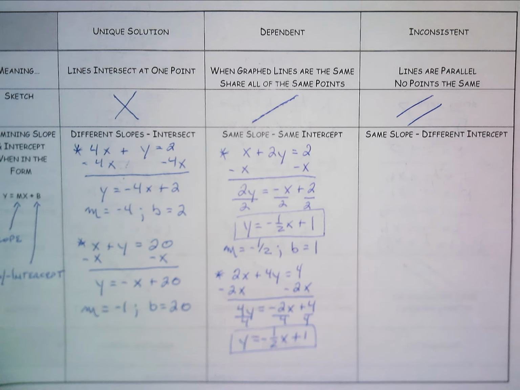That means if I graph them, they'd be right on top of each other. Which means in your shoes, if you decide to analyze it this way, they have the same slope, same intercept. They are what's called a dependent system. That's when you graph them and they share all of the same points.